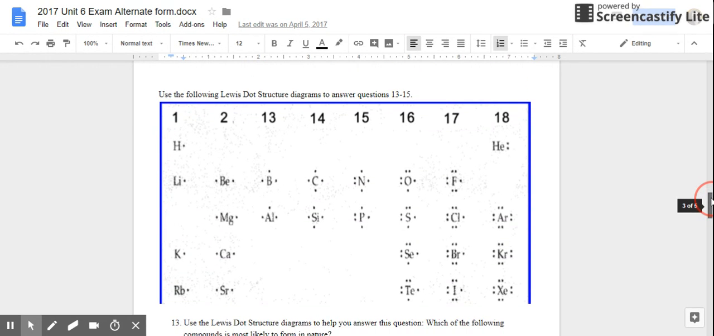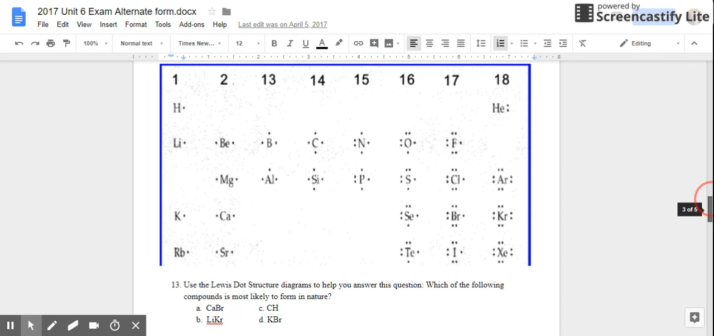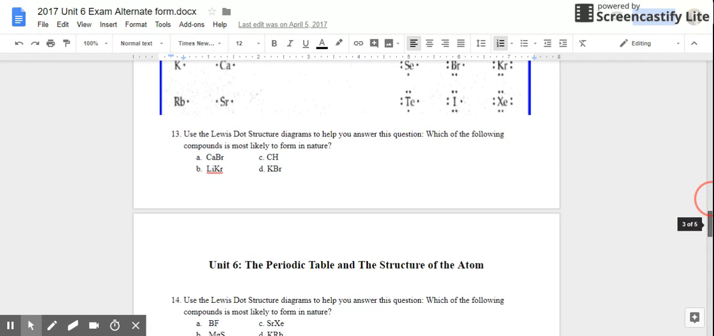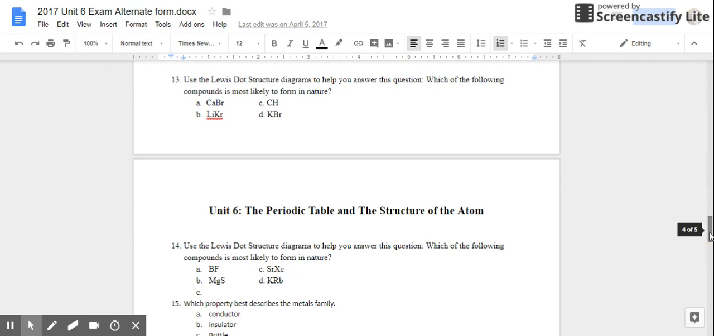Okay, for the next questions, you're going to use this picture right here of Lewis dot diagrams. So use the Lewis dot diagram structures to help you answer these questions. Which of the following compounds is most likely to form in nature? A, calcium and bromine; B, lithium and krypton; C, carbon and hydrogen; D, potassium and bromine.